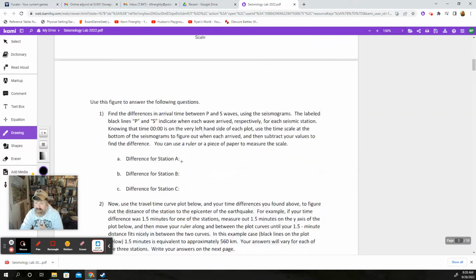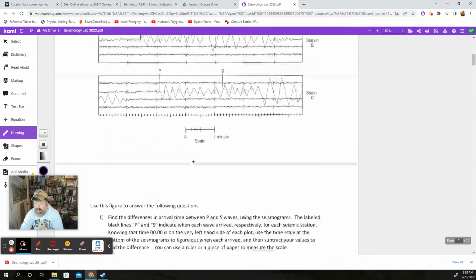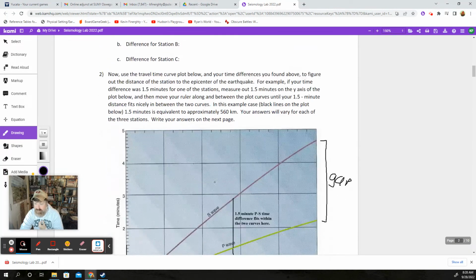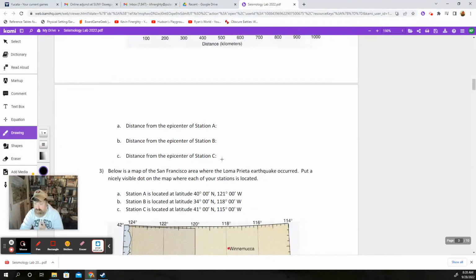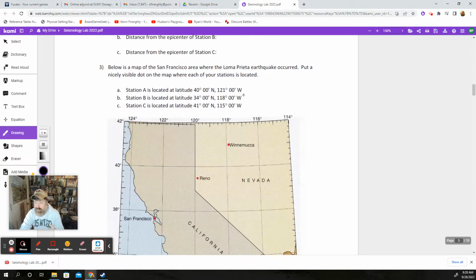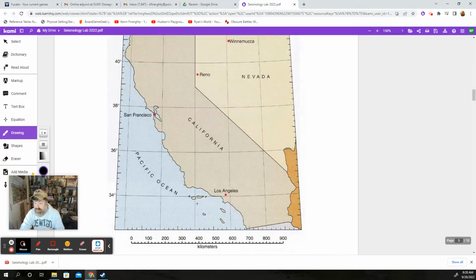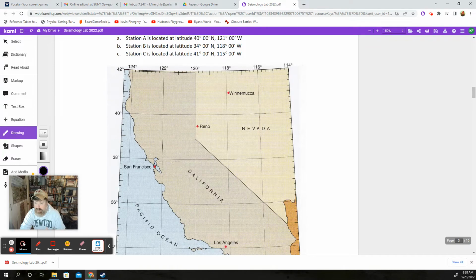So you'll get the difference in time. Those will be times according to the scale. You'll use this, and then you'll get distances. Now, if we were really in class, then we would take those distances and we would draw circles. And the idea is that wherever 3 circles intersect, that's the spot.